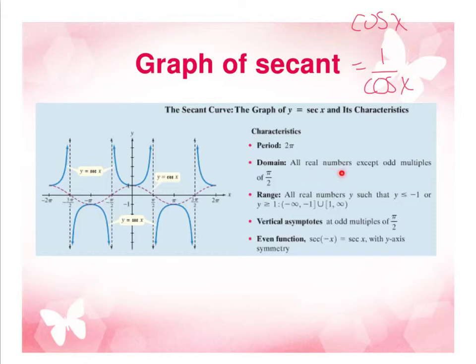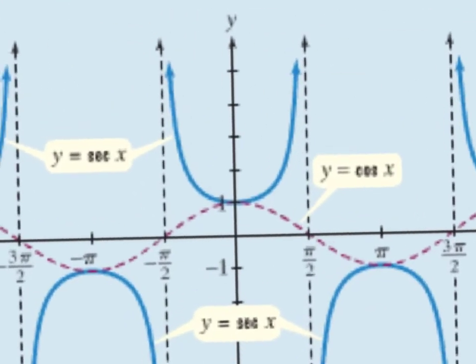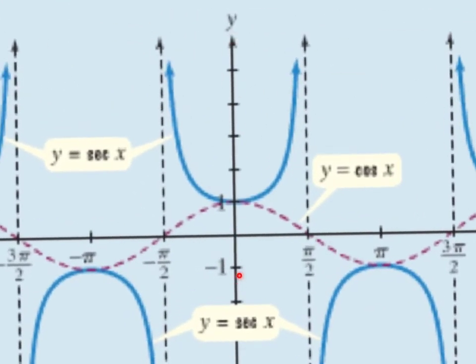This time we have the domain as all real numbers except odd multiples of pi over 2. We're still excluding values between -1 and 1. And we still have vertical asymptotes. This time we have an even function. Reason being is that we have y-axis symmetry happening right here versus origin symmetry in the graph of cosecant.